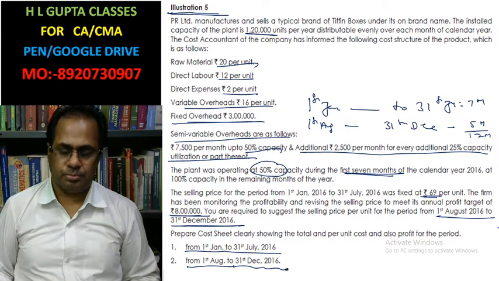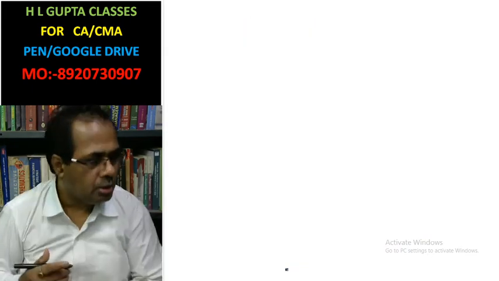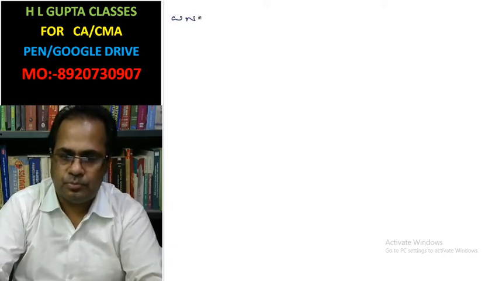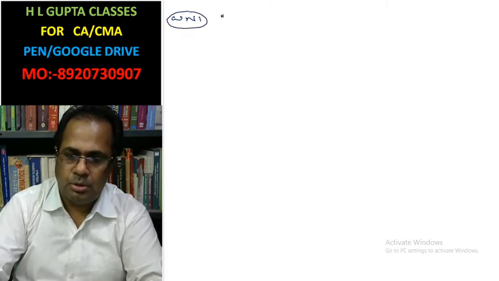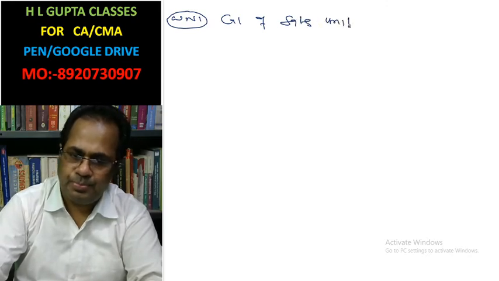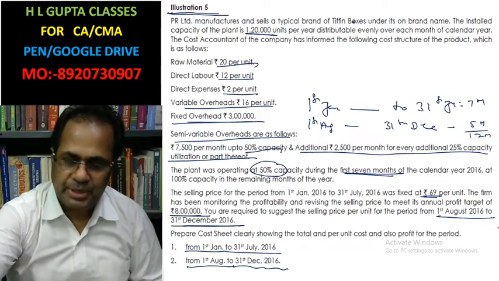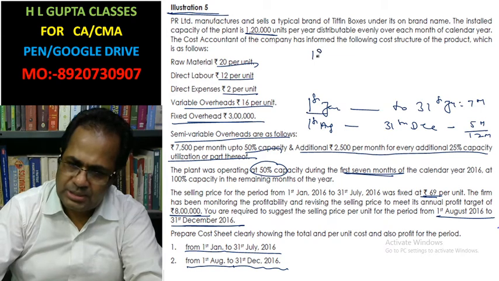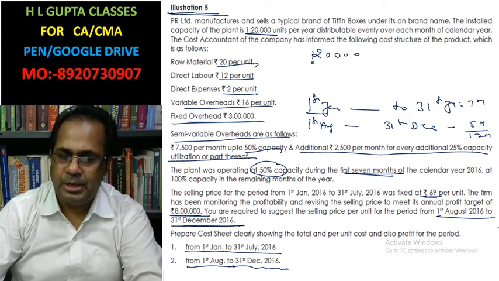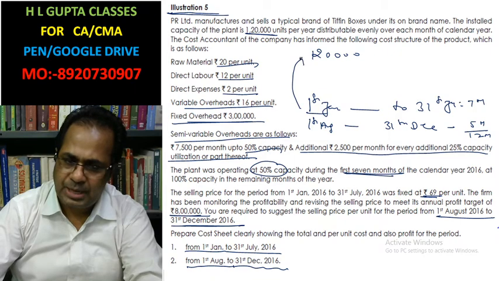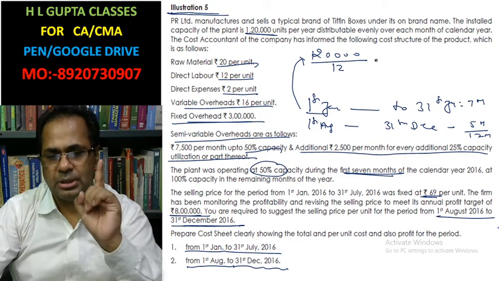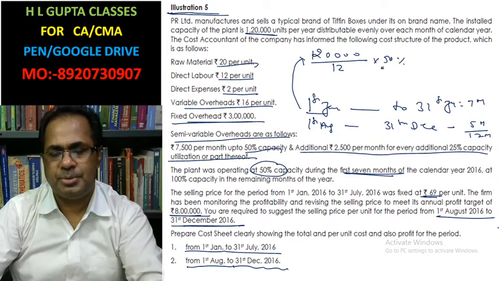Okay, we have to make the cost sheets. In this case, we have to find the working notes first. Calculation of sales units. There are two time periods. The total annual sales at full capacity is 1,20,000 units, so one month's sale at 100% capacity is 10,000 units. For the first 7 months, 50% capacity is utilized.